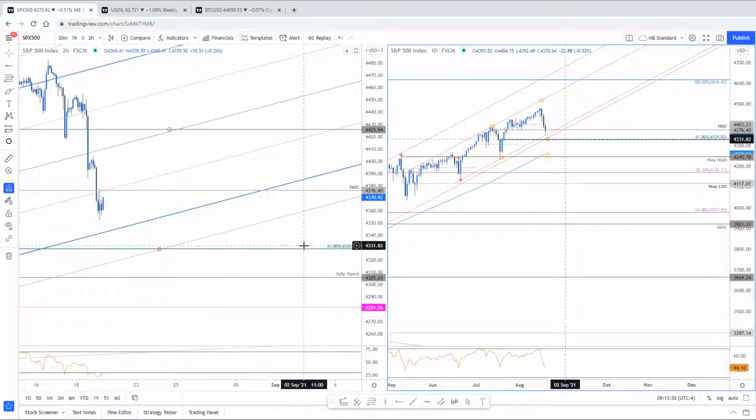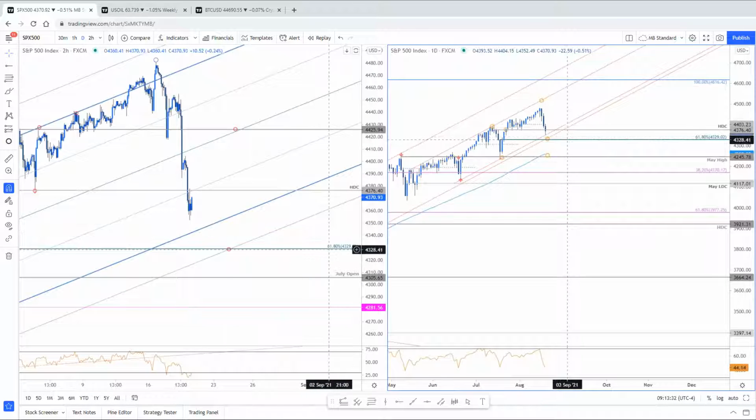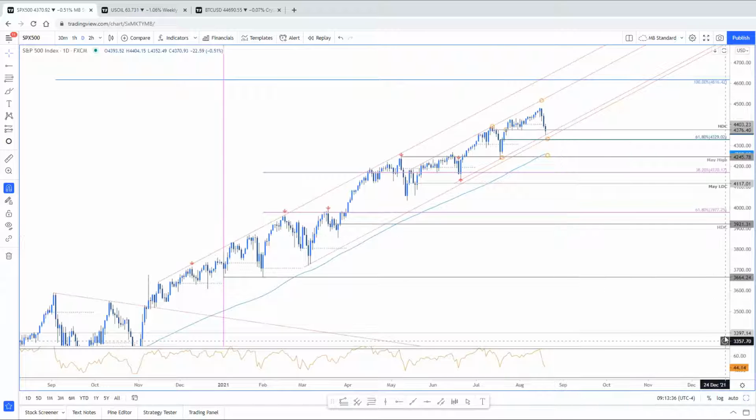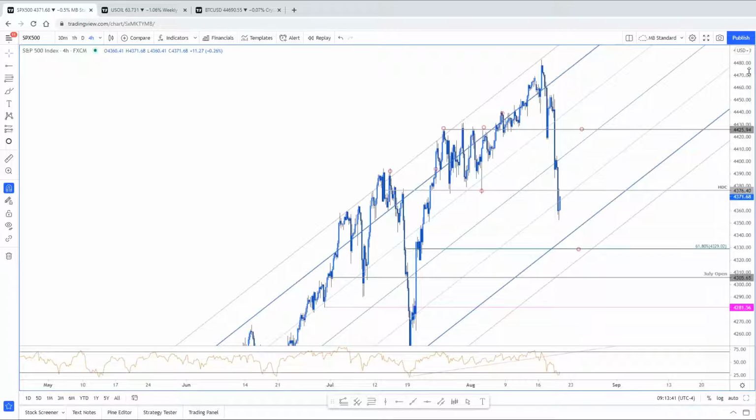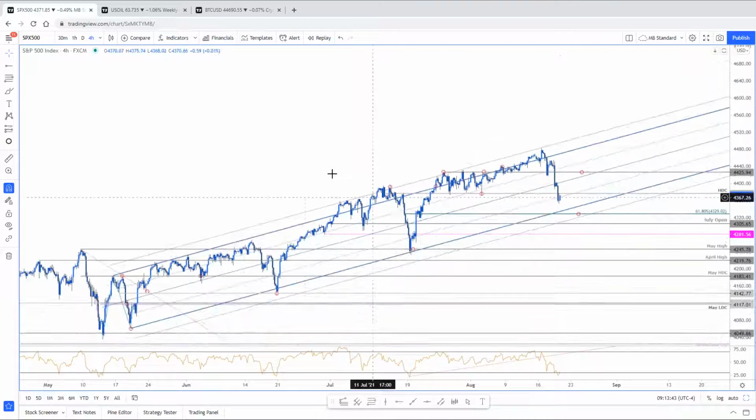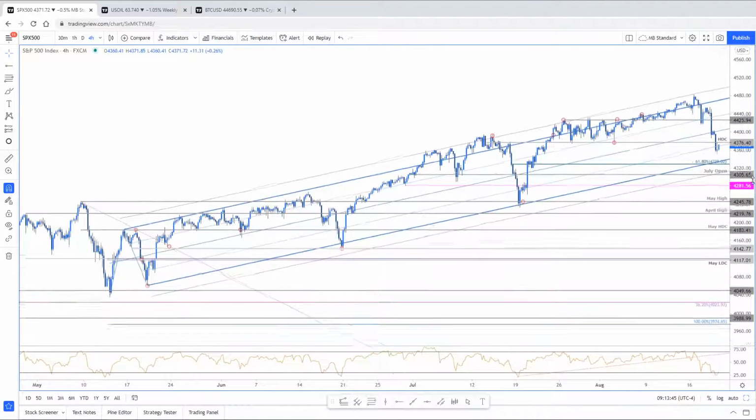So the intraday chart looks like this. Yep. So let me zoom this out to the 240. Here's the 4-hour. All right, so this is a modified pitchfork. We haven't changed this in literally over 2 months.